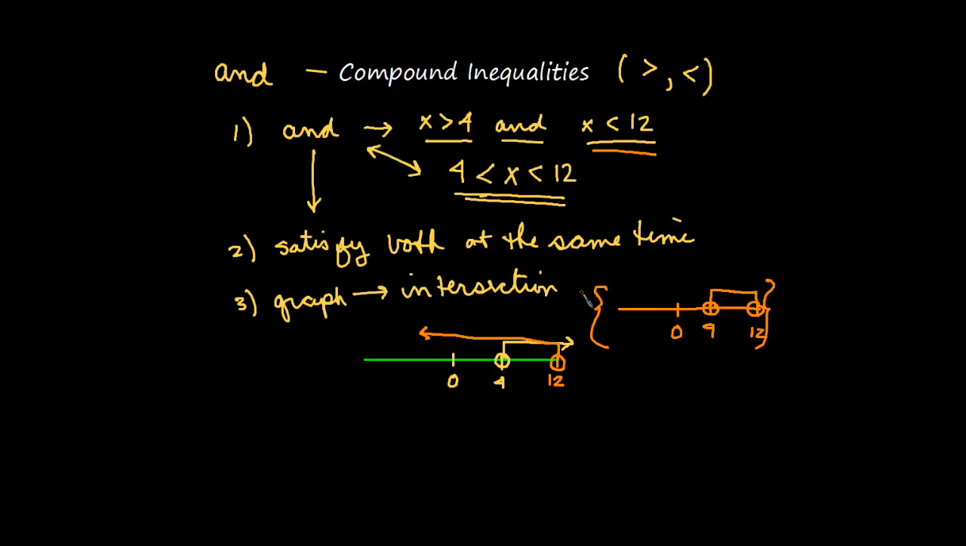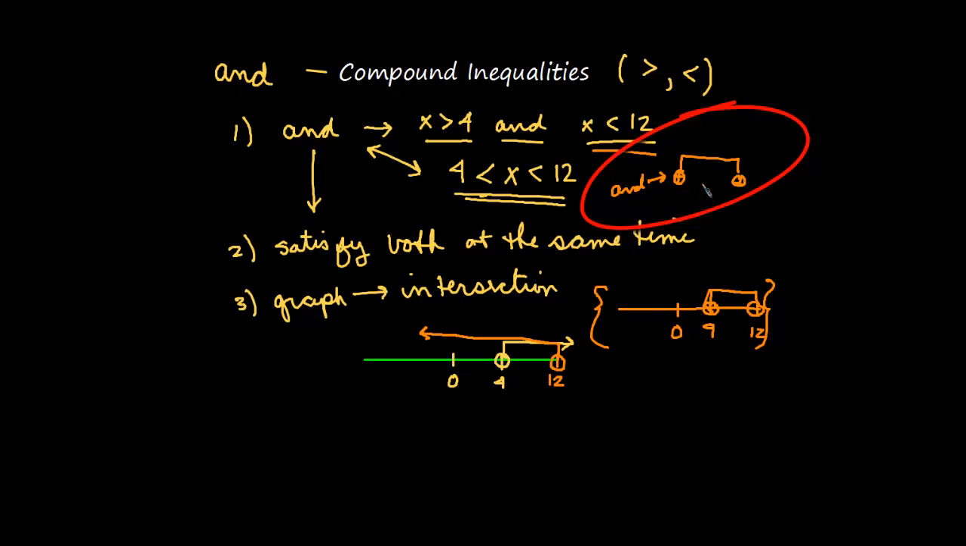And most, not always, but most of the time, your graphs of AND inequalities are going to look just like this. They're going to look like something in between two values. So your AND inequalities, a lot of them, most of them, 99% of the time, are going to look exactly like this, okay, because it's the intersection.